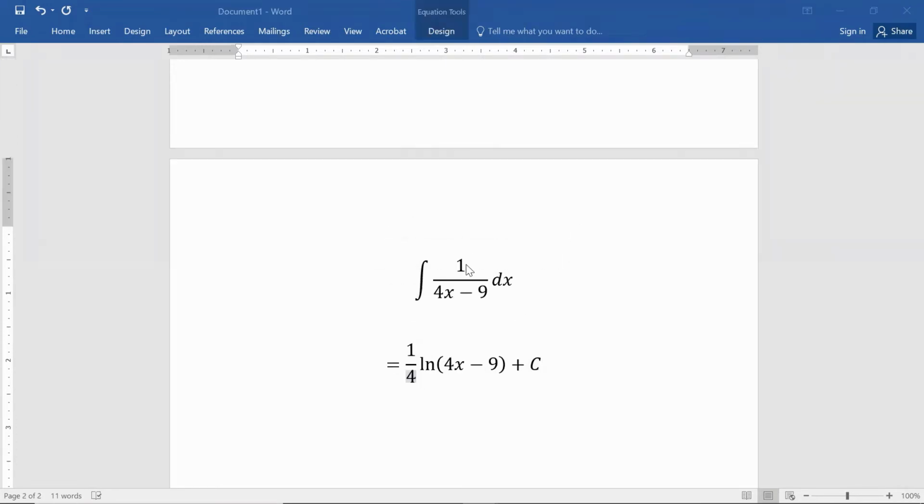We saw that happen in our earlier problem where we just ended up dividing by 4 out front and taking natural log of this argument, in this case 4x minus 9. We ended up dividing by 4. When we had secant 6x, we ended up dividing by 6. Knowing that, I want you to try the next problem.